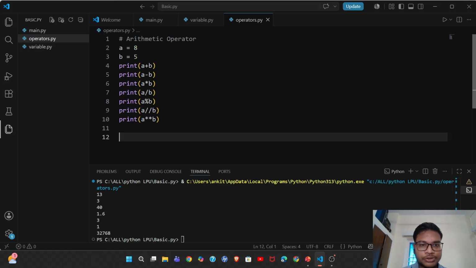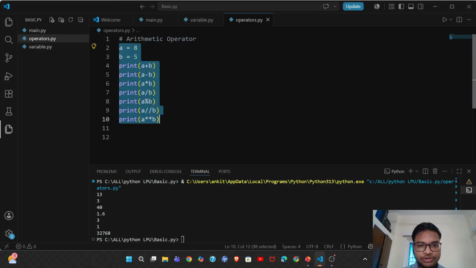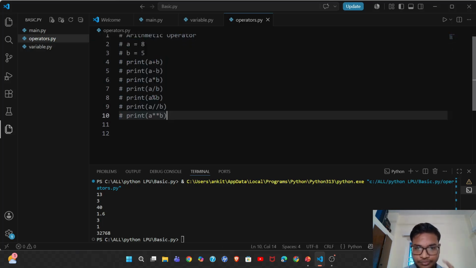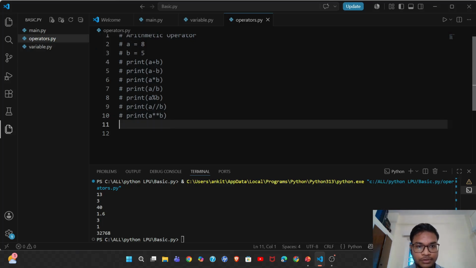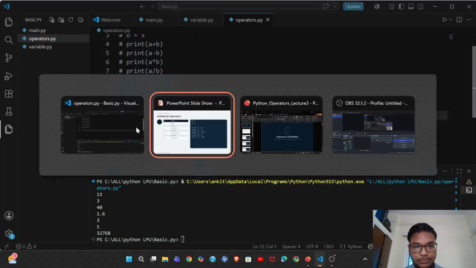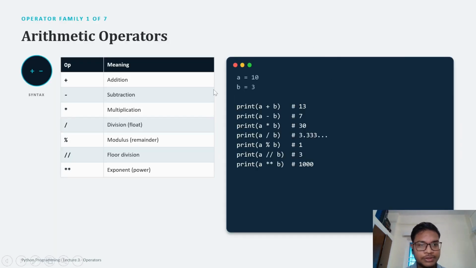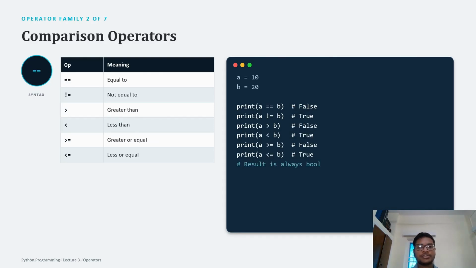So just comment this out, and we move forward to the next operator. I think all the syntax is done. So let's move forward to our second operator, the comparison operators.